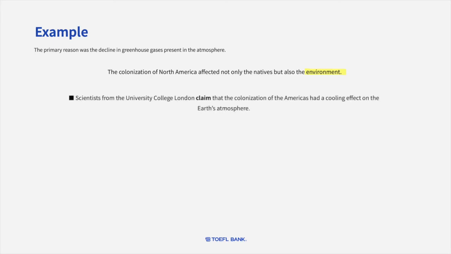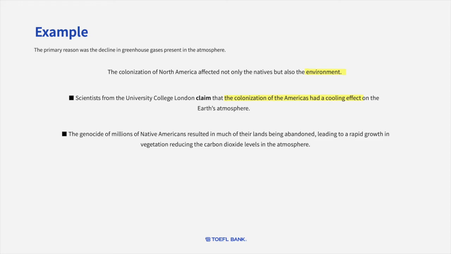The next sentence states that scientists claim that the colonization of America has had a cooling effect on the Earth's atmosphere. In most cases in the TOEFL exam, if the passage states that someone claimed something, the next sentences discuss the claim that was made. In this case, the next sentences would give details about the colonization of the Americas having a cooling effect. The next sentence, as expected, explains how the cooling effect would have happened. The passage went from environment, cooling effect, and how it happened.